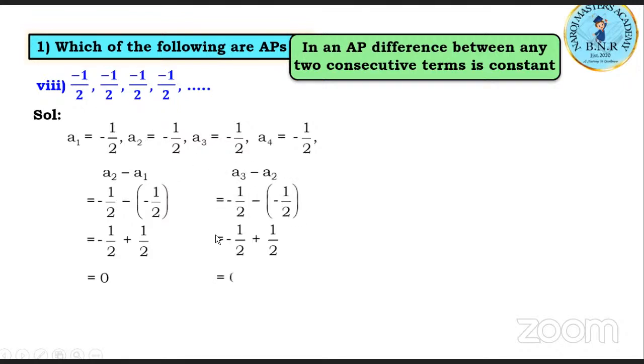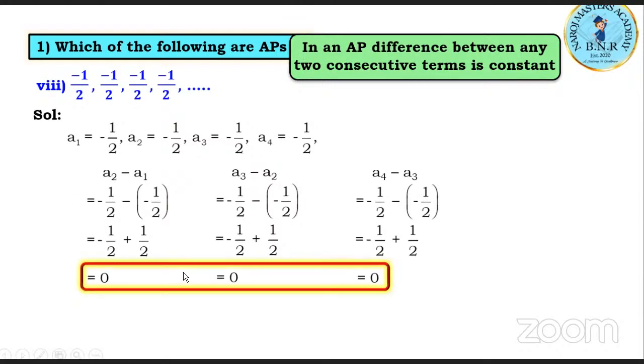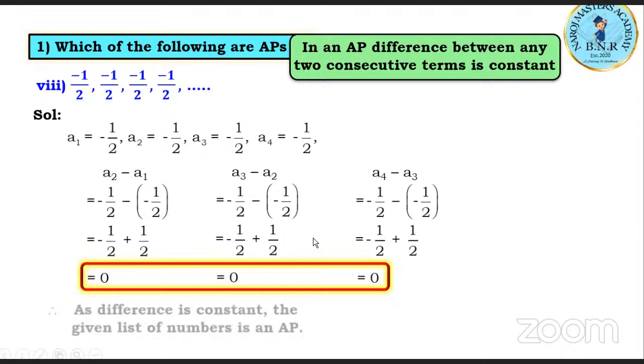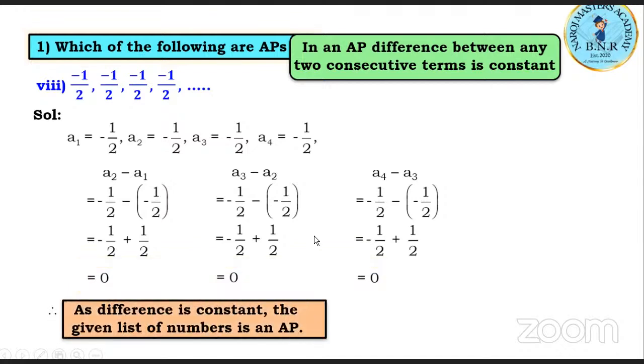A3 minus A2 is also 0 only. A4 minus A3 also gives 0 only. Is it right? So can we say the series is in an AP? Yes, sir. Because the differences are constant. As the difference is constant, what can we say about this? It is an AP series. Very easy here. As the difference is constant, the given list of numbers is an AP.